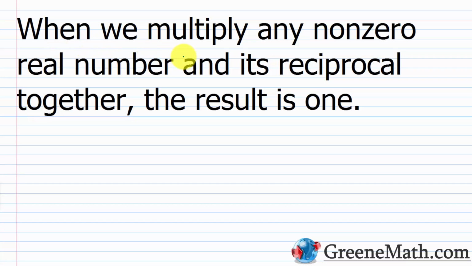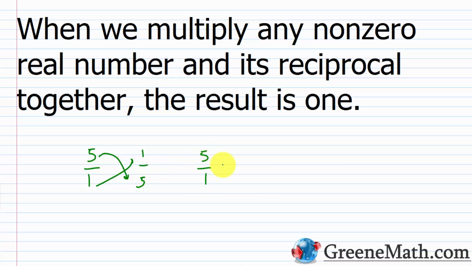So next, when we multiply any non-zero real number and its reciprocal together, the result is 1. Hopefully at this point you know what a reciprocal is, and basically to find the reciprocal of a number, if it's a fraction, you can just flip the fraction. If it's not a fraction, you would write it as a fraction and then flip it. So in other words, if I had the number 5, I could write this as 5 over 1. I would flip it. So the numerator would go into the denominator and the denominator would go into the numerator. And if I multiply these two together, I should get 1, right? A number times its reciprocal is always 1.